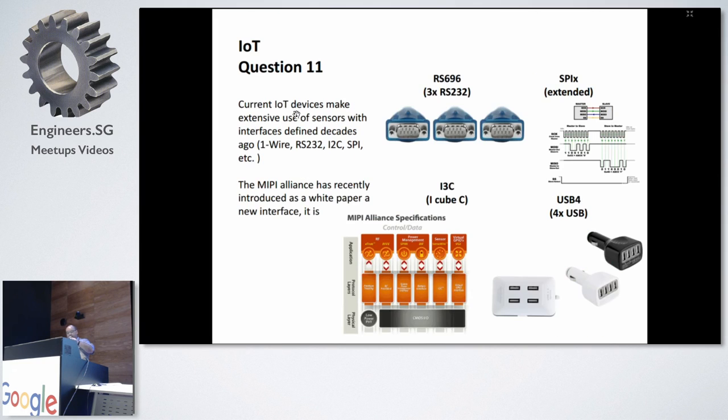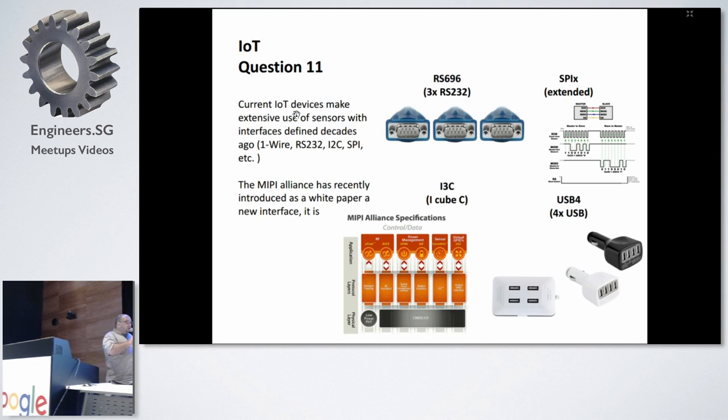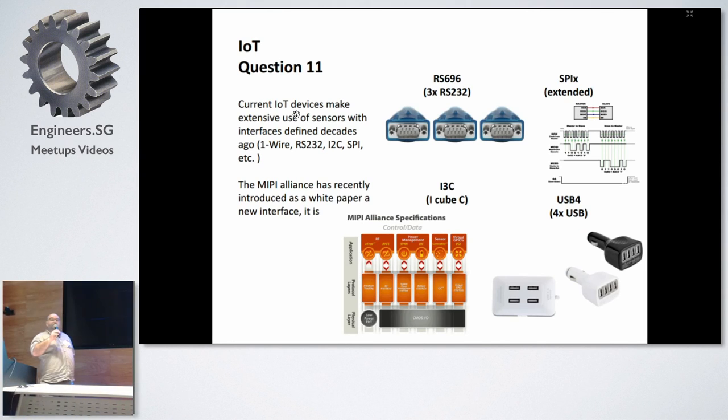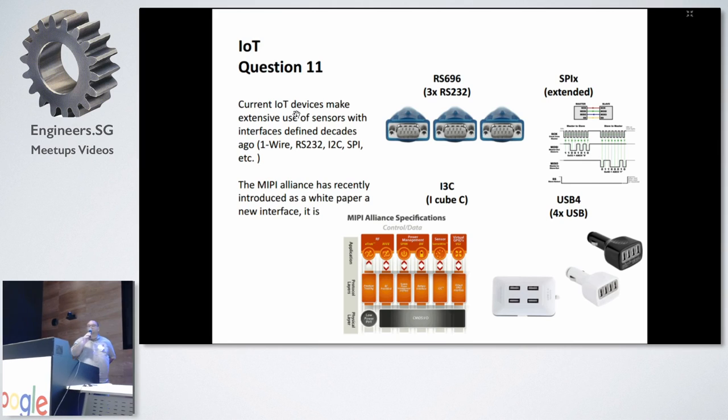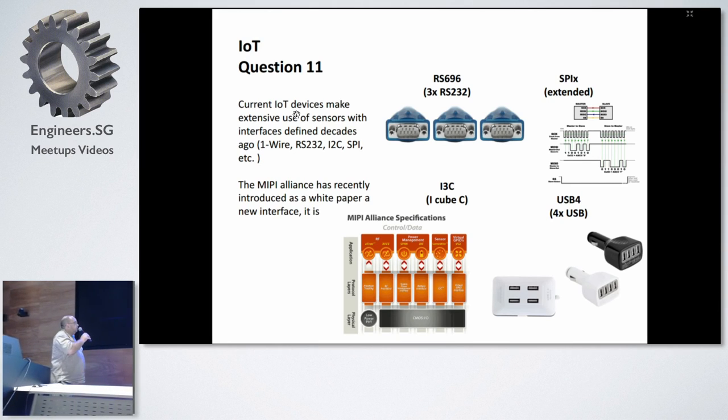Question number 11. Looking around in the IoT sphere and looking at the interfaces, because that's really quite cool. Currently, most of us are using one wire, RS232, I2C, SPI, etc. But recently, MIPI Alliance introduced a new white paper on some interfaces. So, is it one?